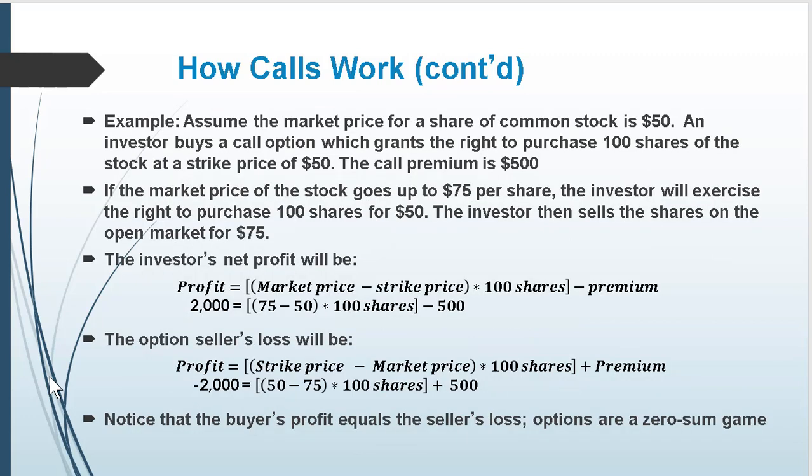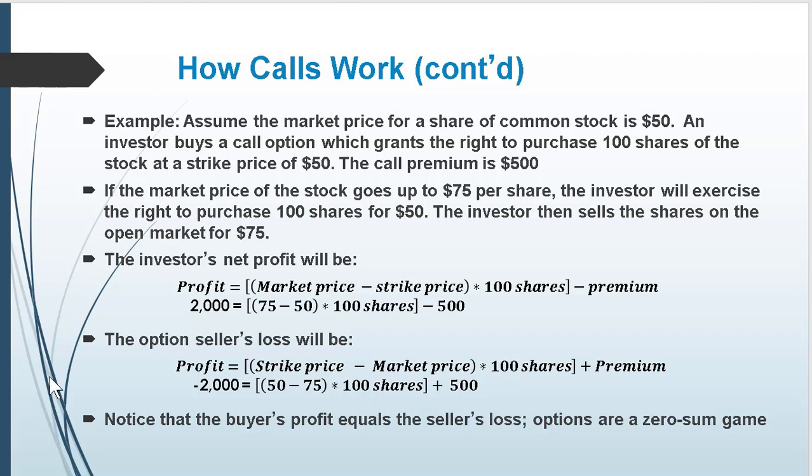So here we have an example. We have a market price. The stock price is 50, right? Going to buy 100 shares of stock. You have the right to do that at a strike price of 50, and it costs $500. So essentially, it's $5 per share is the premium. If the price goes to $75, the investor's going to exercise the right. So they're going to purchase 100 shares for $50, and then, of course, they're going to sell it for $75. So what profit did they make?